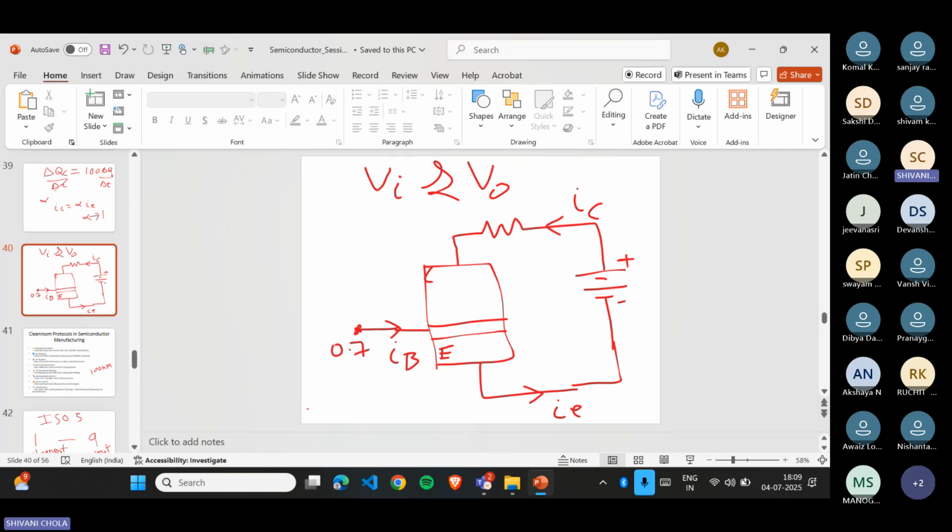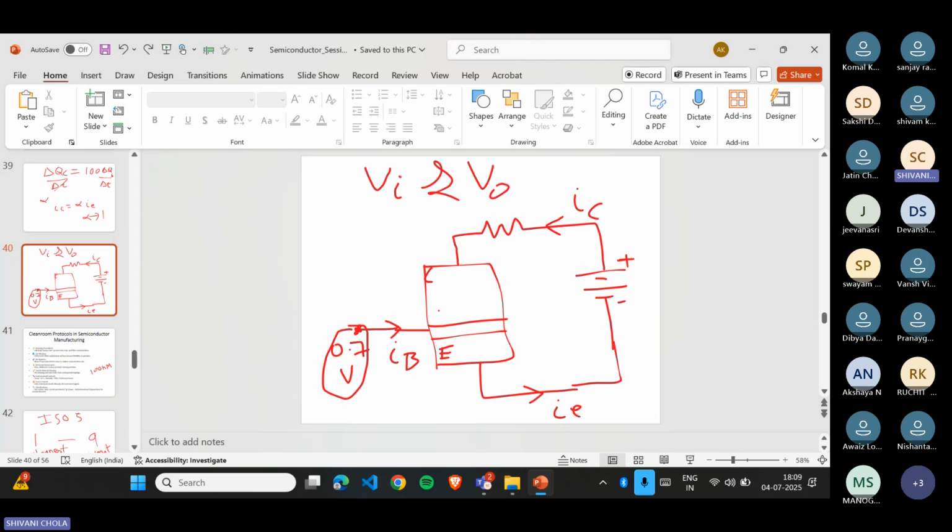So guys, what will happen if we apply a potential less than 0.7 volt on this side? The current will not flow, right? If you apply a potential less than 0.7, the electron will not be able to jump from this side to the base side, right? That's why you will not have any current if your potential is less than 0.7.